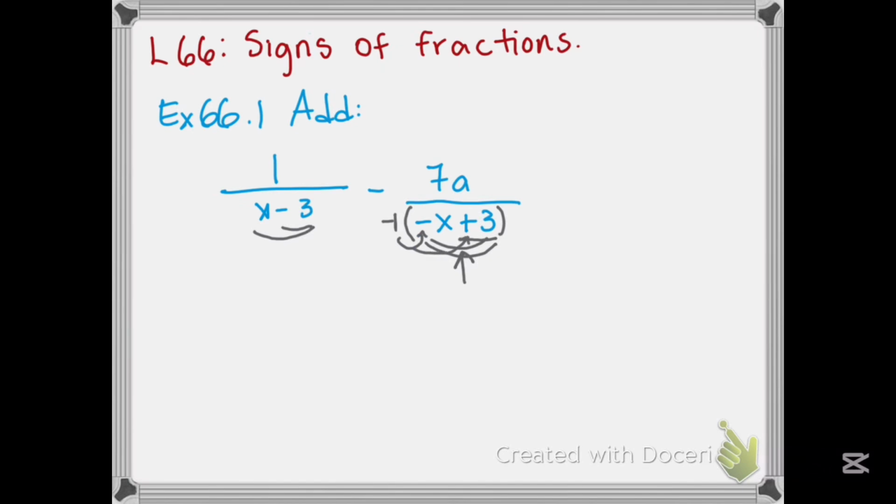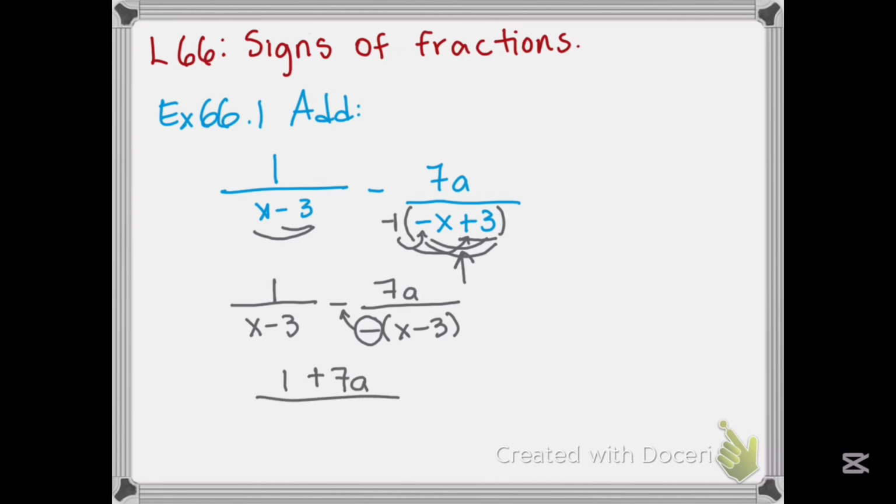So let's rewrite this. As you can see, now the two factors are x minus 3, but we have an extra negative here. This extra negative is going to affect the sign here, in this case, that negative. Now, if you remember, negative times negative is positive. So now I have 1 plus 7a, all of that over x minus 3.